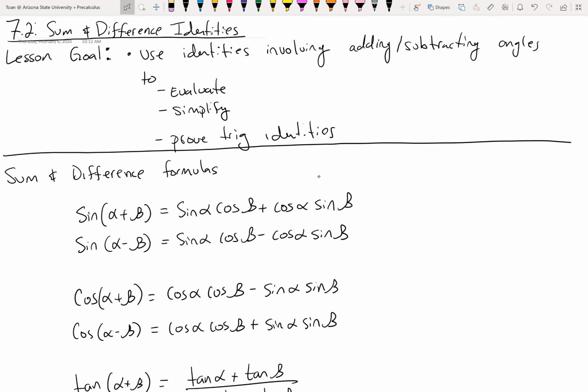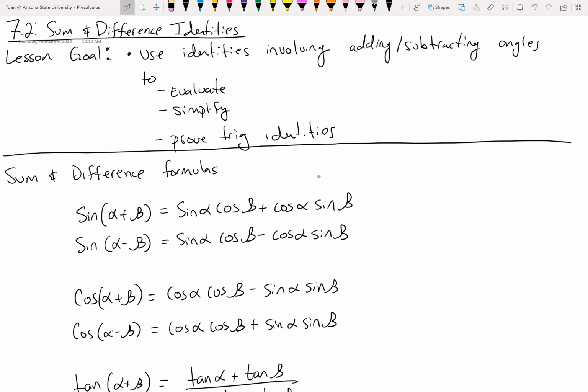So in 7.1, we sort of got our feet wet with the idea of using trig identities to evaluate, simplify, and prove trig identities. And the only identity that we pretty much used was the Pythagorean identities. The rest of the unit is just going to be slowly introducing you to more and more different identities and relationships that exist in the world of trig.